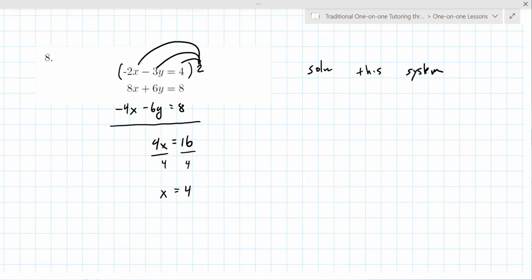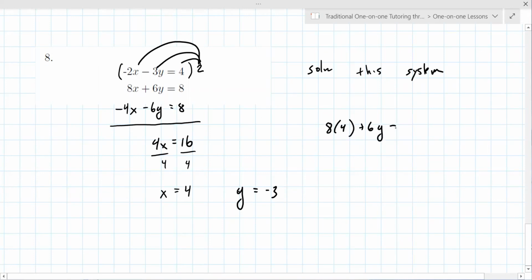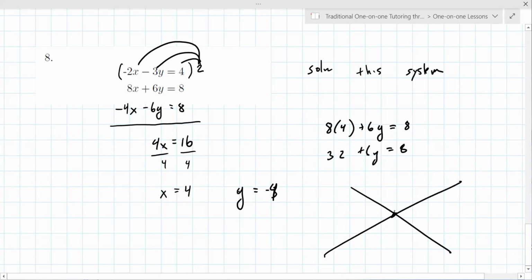Y is... Say that one more time. Y is negative. I got -4. -4. Okay, let me check here. So let's put it back into that second equation. 8 times 4 plus 6y equals 8. So that's 32. Yes, y is -4. Very good. So plus 6y equals 8. Okay, so that's the solution.